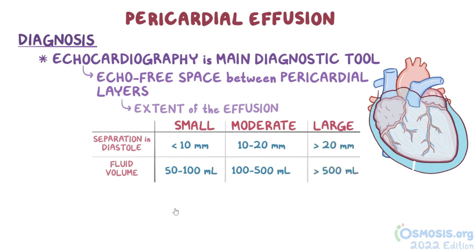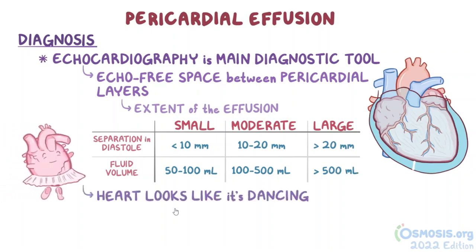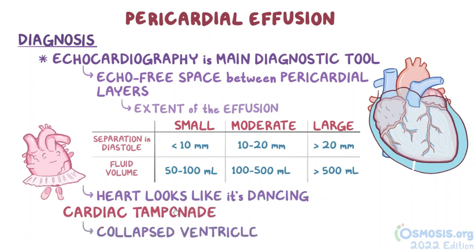Additionally, on an echocardiogram, a pericardial effusion makes the heart look like it's dancing within the pericardium. In case of cardiac tamponade, echocardiography often shows collapsed ventricles.